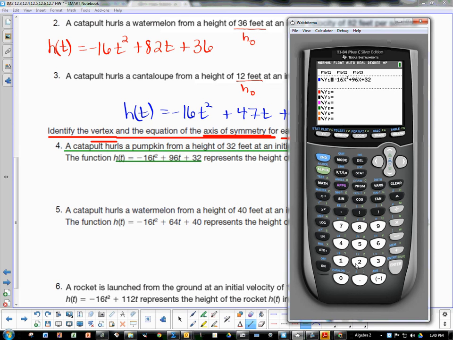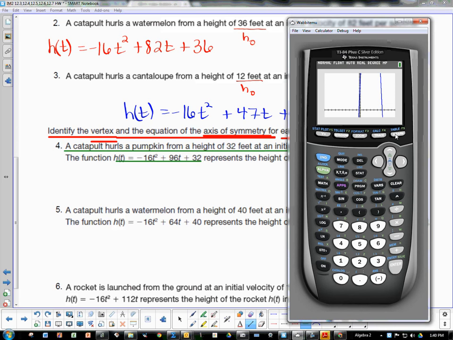All right, I'm going to probably need to come up with a reasonable window. So window, let's say an x maximum. I'm going to keep the 10 there. A y max. We're hurling a pumpkin, so why don't we go to maybe 50? We'll see what that looks like. All right, you can obviously see that we did not go high enough.